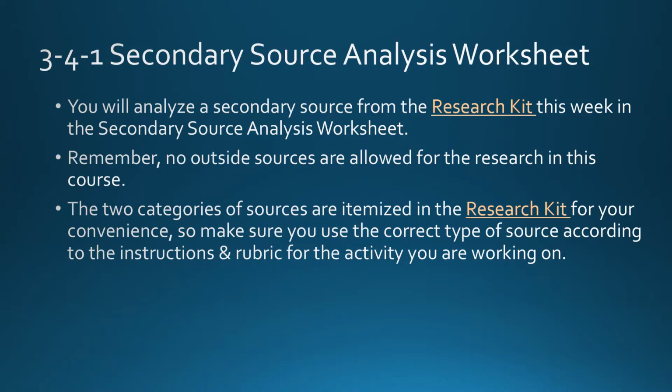Okay, your worksheet this week, 341, gives you specific categories or instructions to follow to analyze a secondary source from the research kit. Remember, you cannot do any outside research for this course. You have to use the research kit for everything. And the research kit makes it really easy because it's broken down into primary and secondary sources by category. So it eliminates you having to figure out what you find on the internet, if it's appropriate, if it's primary, if it's secondary. It's all provided for you already.